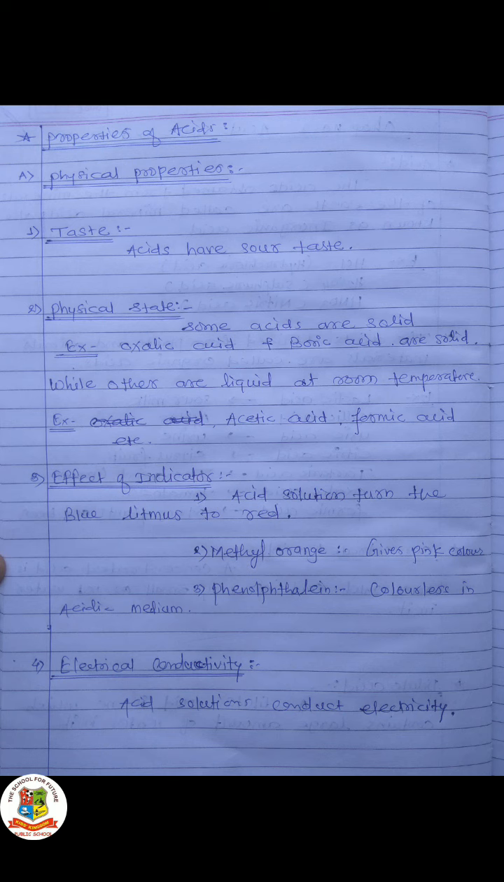Now what happens with methyl orange? It turns pink. If the acid is present, the color changes into pink. If I am using the phenolphthalein indicator for the acid, then it gives colorless in acidic medium. It means it becomes colorless. If we are using methyl orange, then it turns into pink color. If we are using litmus paper, then blue litmus changes into red. This is all about the effect of indicators.